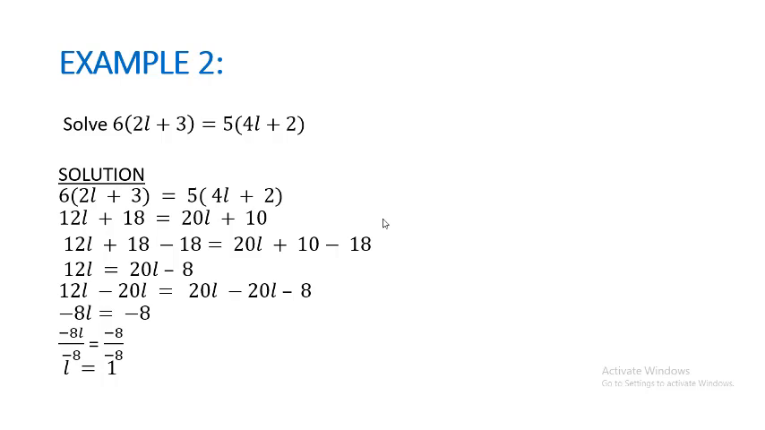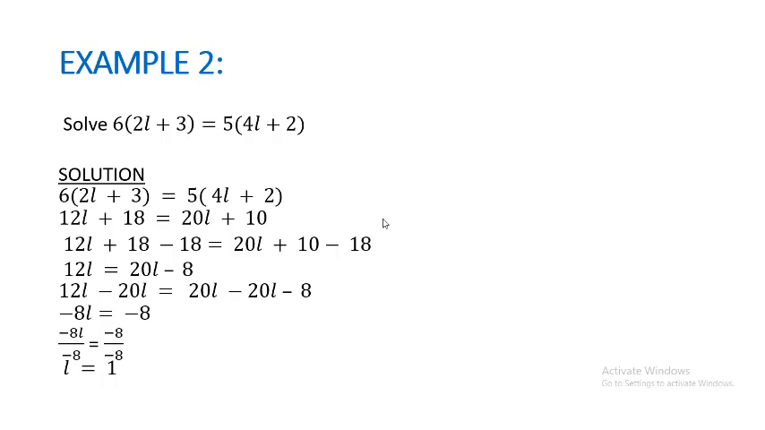Now here we need to move 20L from right hand side to the left hand side, so we are going to use its inverse, that means minus 20L, to find 0. Okay, so on the left hand side we have 12L minus 20L is equal to 20L minus 20L minus 8. So on the right hand side we are remaining with negative 8, and on the left hand side we are remaining with negative 8L, because 12L minus 20L, the answer is negative 8L.